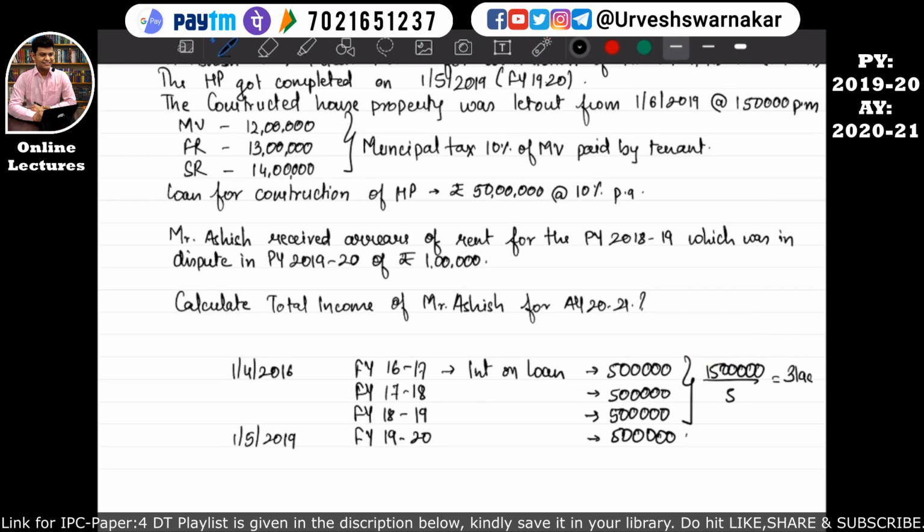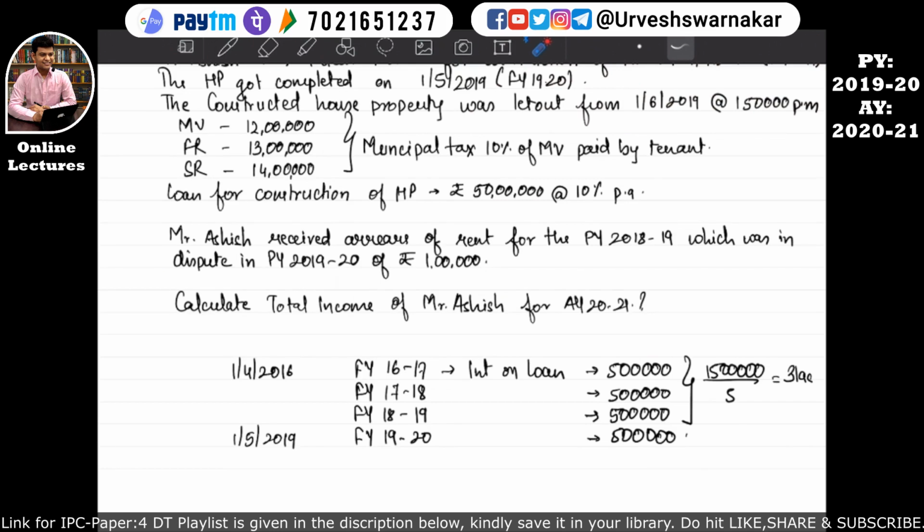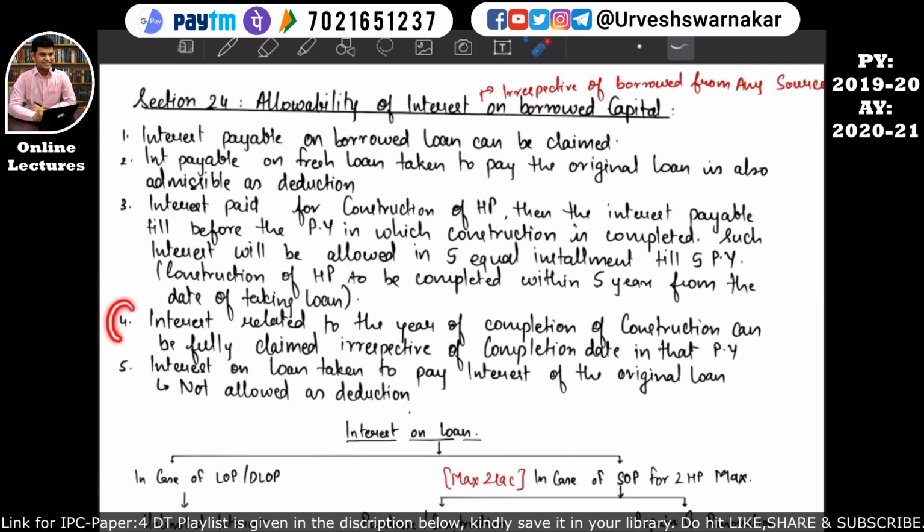So that is what is given in this point number 3. Constructed house property to be completed within 5 years from the date of taking loan. So in our question the house property is getting completed within 4 years only, so that is within the limit of 5 years. I hope this is quite clear. So now let's read the point number 4.